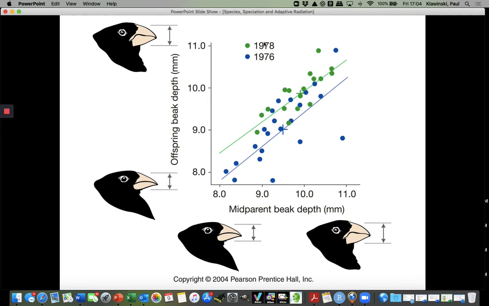In both 1976 and 1978, the trait is heritable, but you'll see that the average size of beaks in offspring and parents is lower in the 1976 blue regression, and both adult mid-parent beak and offspring beak depth are higher in 1978. The other thing that is interesting about this is that in the 1978 data, there are no beaks that are less than about 8.8 millimeters in length, and so you've lost this low end of the population.